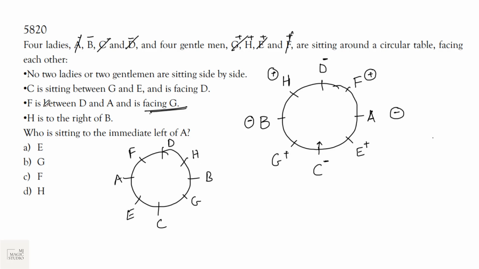H is to the right of B. Yes, H is to the right of B. F is between D and A. F is facing G. C is between G and E and facing D. Who is sitting to the immediate left of A? A's immediate left is F. Option C is the pick.